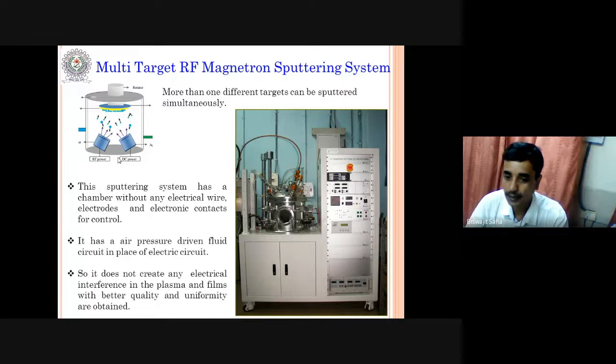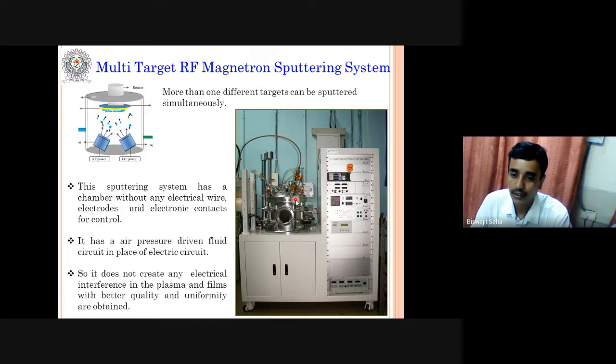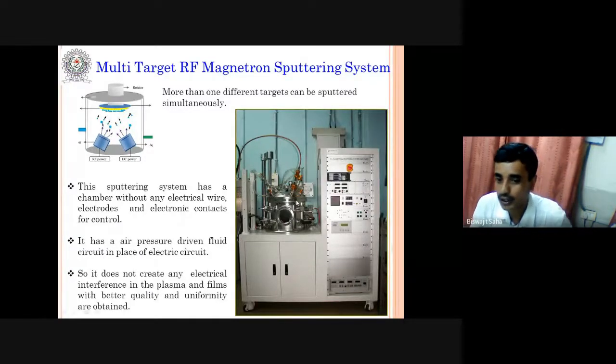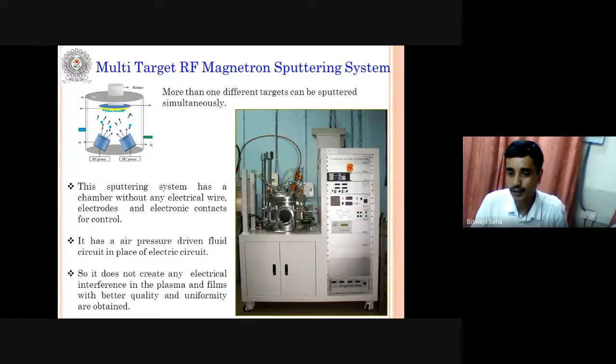So they have created fluid driven circuits. Inside this, you can see some pipes through which a fluid pressure difference is created, and this pressure difference is maintained from this control panel. This is the electronic part, but inside the chamber there is no electronic signal. The electronic signal is stopped here, and a fluid signal is created, which controls the motions and dynamics of different parts inside the chamber, so that no disturbance to the plasma is created. It is a very high efficiency and high performing device created by Korea Vacuum Technology.